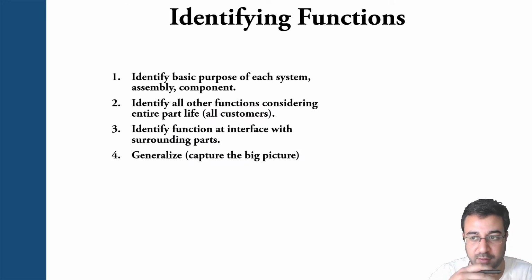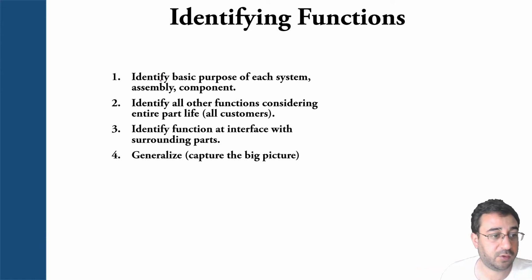Now for functions, after finishing the comparison list, we learned that you go to the functions list. Now you write for each part what function that part is playing in your overall system. So for functions, you look at that change point, or that component, and identify the basic purpose of each system, assembly, component, and subcomponent. Then you identify the other functions considering the entire part life, in terms of durability, and you consider all the customers and suppliers that are providing sub-assemblies and components for that product. Then you identify the function while interfering with the surrounding parts.